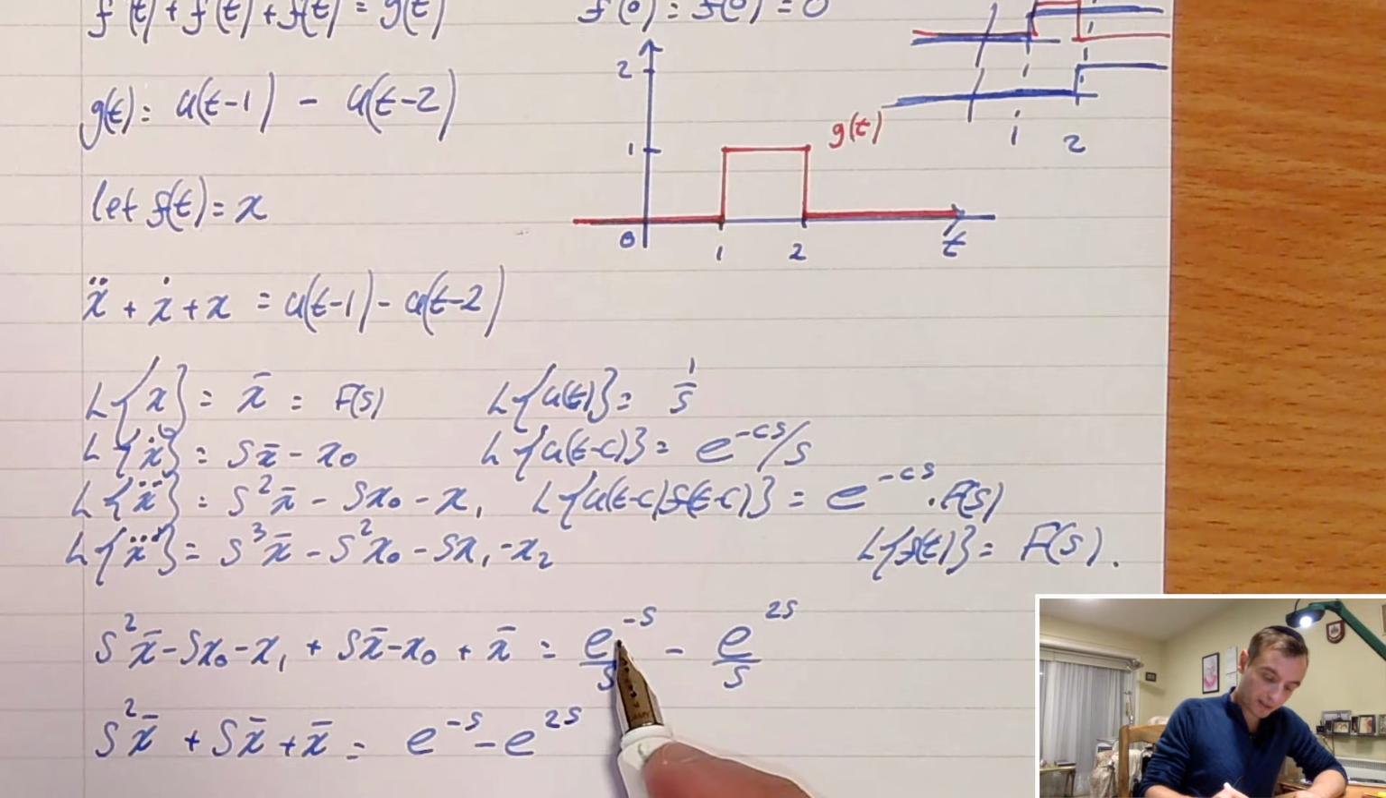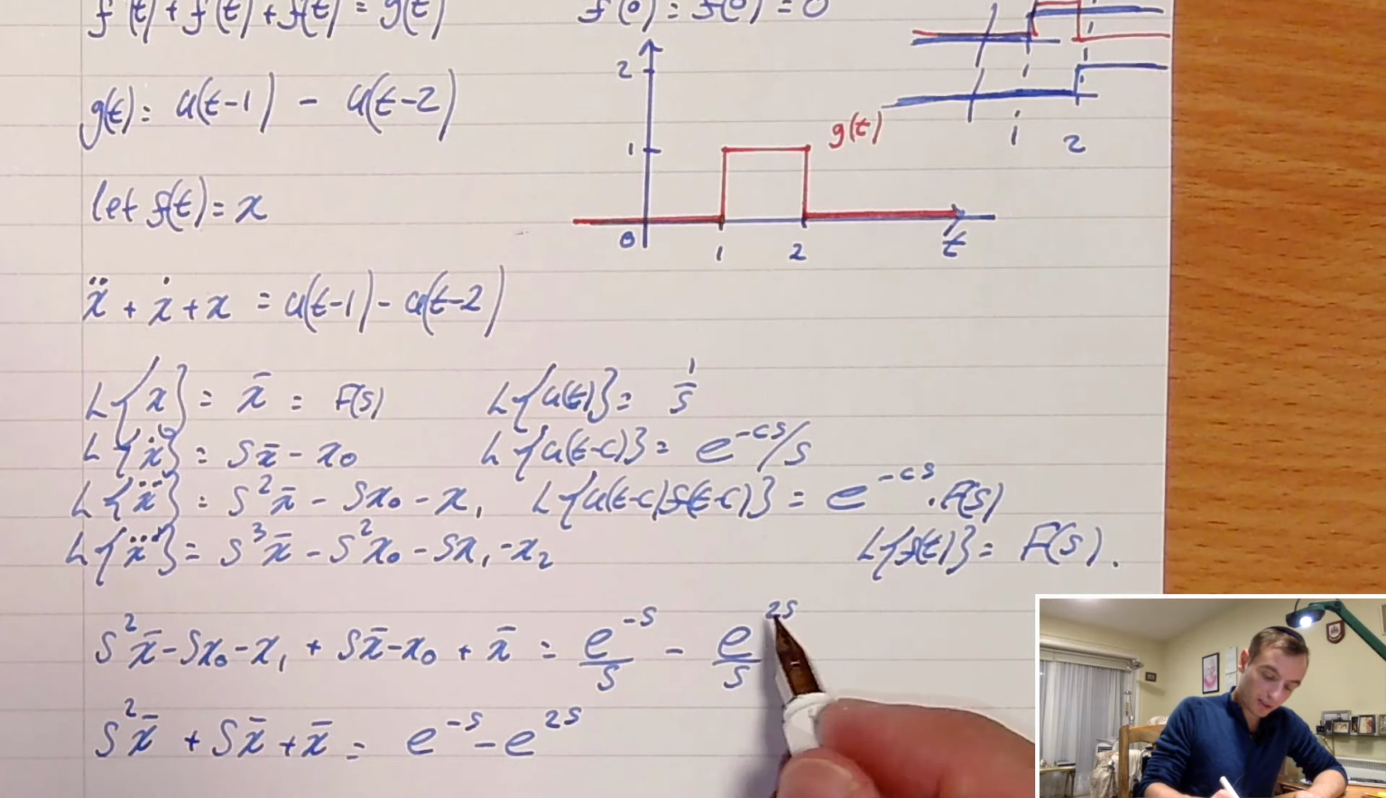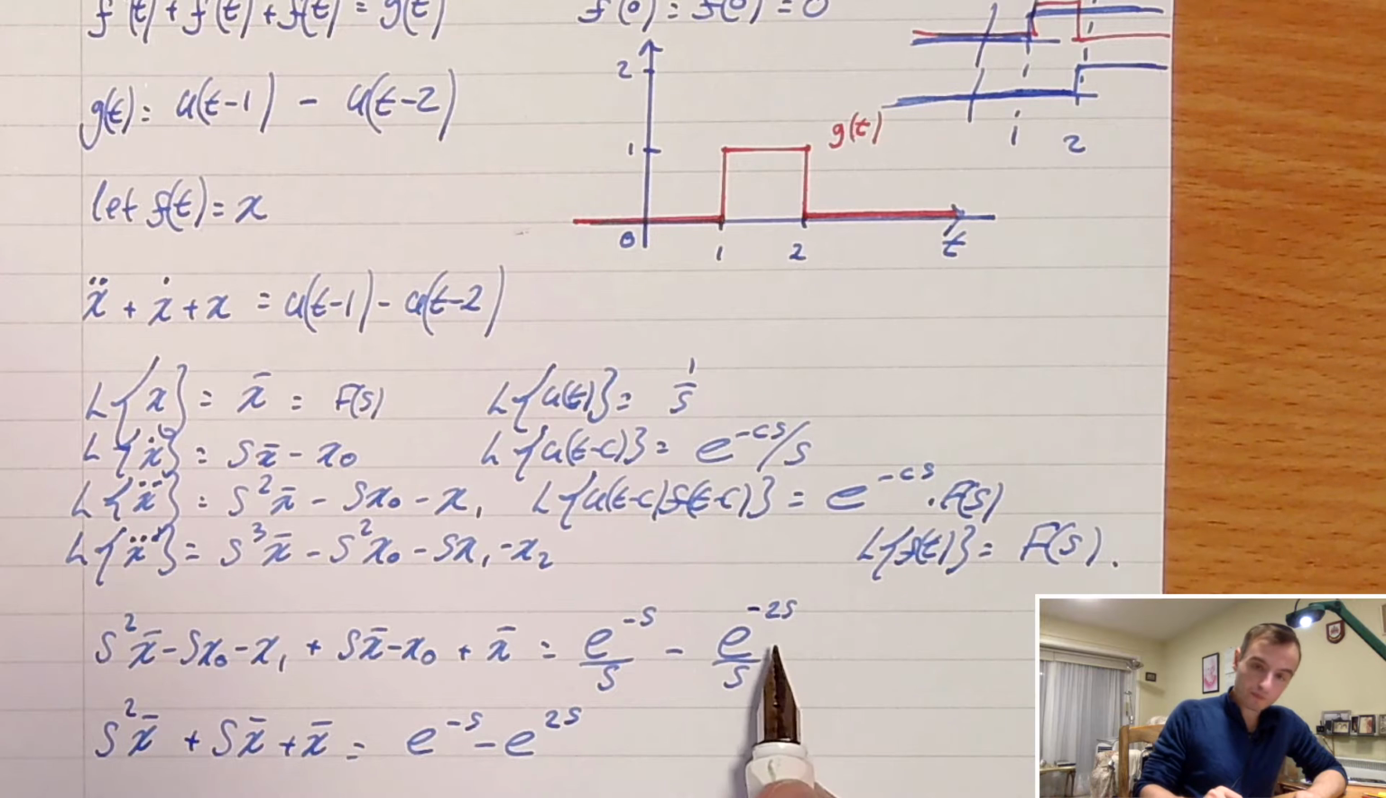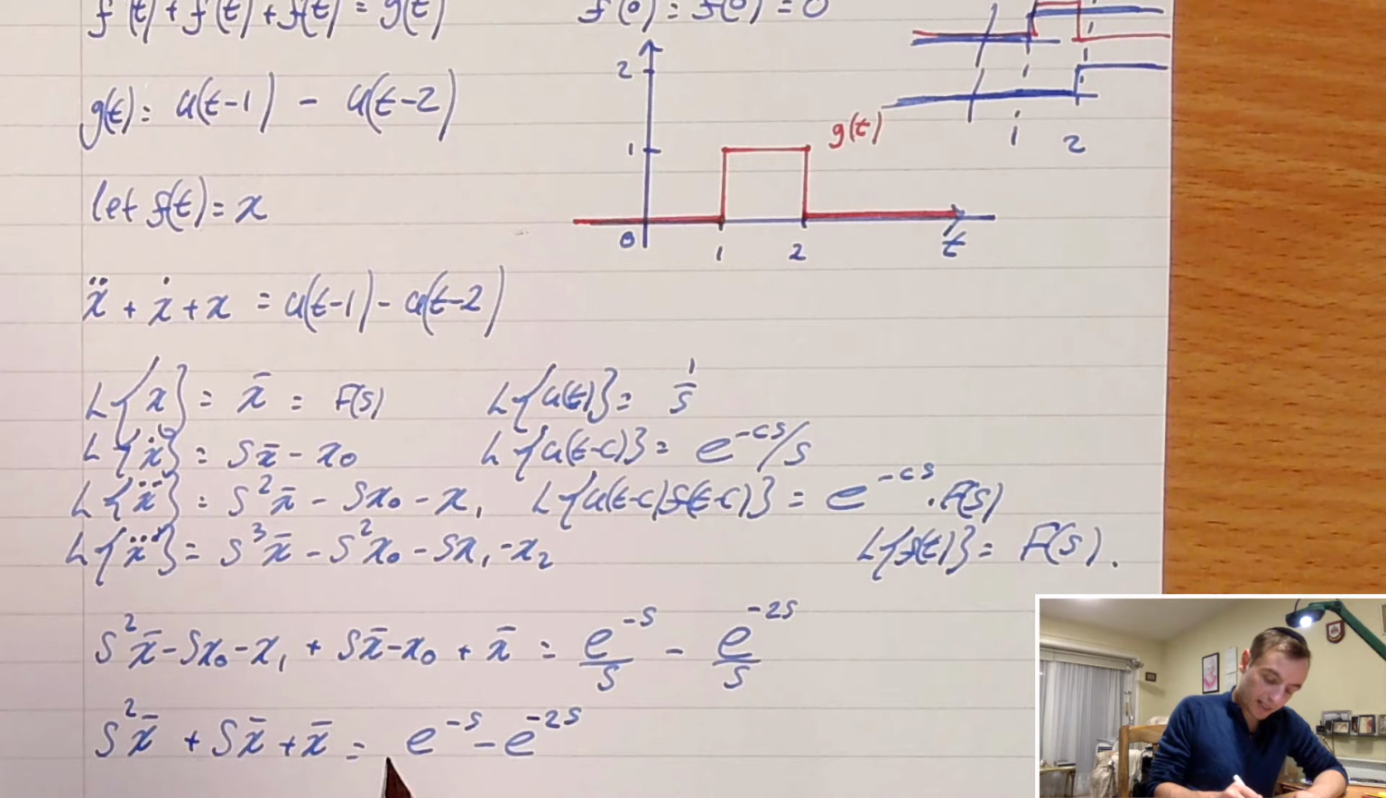One minute, have I done something wrong here? Yeah, it's not e to the minus 2s, isn't it? That was naughty. Yeah, it's going to be e to the minus 2s on s. So it's going to be e to the minus 2s on s, all on s.